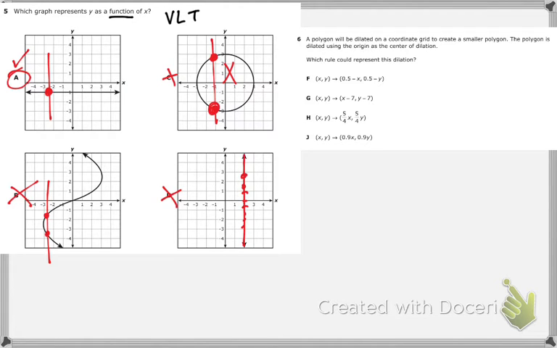Number 6, a polygon will be dilated on a coordinate grid to create a smaller polygon. The polygon is dilated using the origin as the center of dilation. Which rule could represent this dilation? We know dilation is multiplication by the scale factor, so everything that has adding, subtracting, we can eliminate. Here, our scale factor is 5/4, which is, let's see, 5 divided by 4. We get 1.25, and then our scale factor for J is 0.9. We want smaller, right? So we want the one less than 1, which is J.